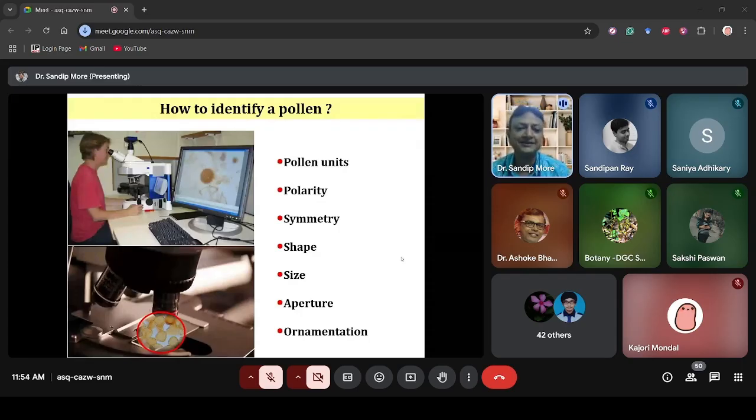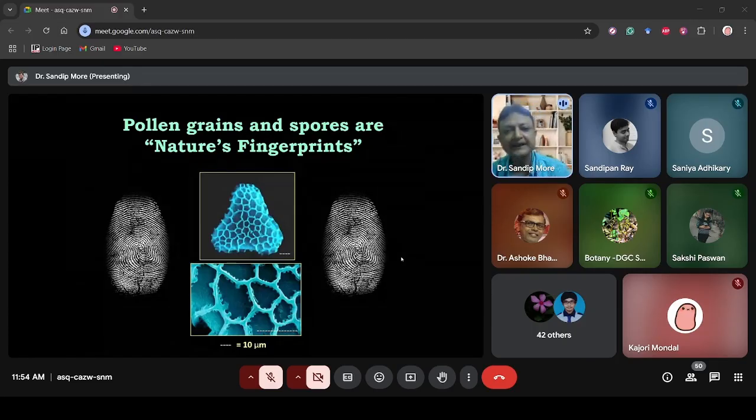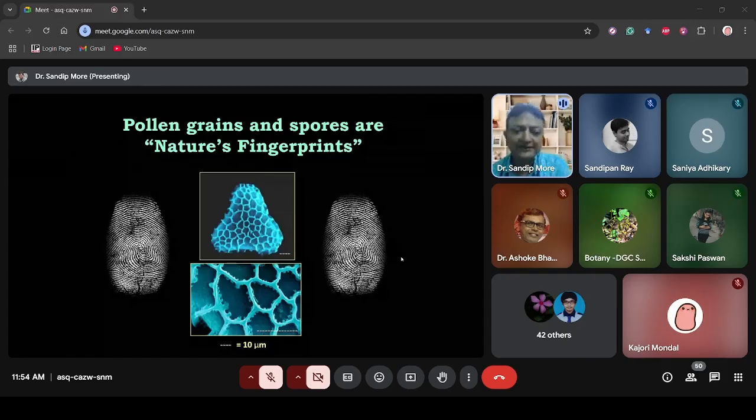And for those characteristics, each and every pollen taxa on earth is unique, as each and every person has their unique fingerprint. Each and every human being has their unique DNA. My DNA cannot be matched with any other person. My fingerprint cannot be matched with any other person. Just like that, each and every plant taxa has its unique pollen character, and that helps us to identify the plant up to its genus or species. And that's why pollen grains are called nature's fingerprints.